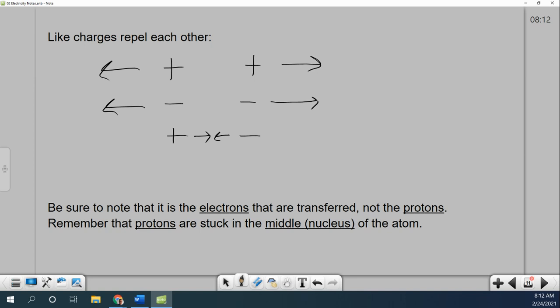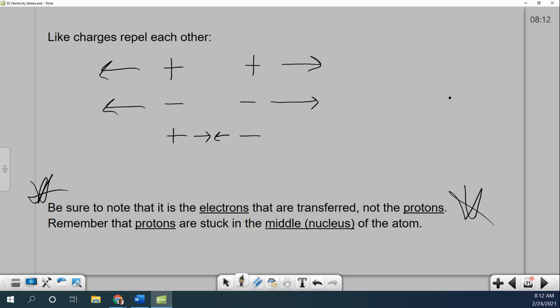Now, be sure to note, again, super important here. We've said it before. We're going to say it again. I've said it a ton today. Be sure to note, it is the electrons that transfer, not the protons, right? Protons are stuck in the middle of the atom. They're stuck in the nucleus. They can't go anywhere. They're big, they're heavy, they're held tightly in the very core of the atom. They're not moving. It's only the electrons.